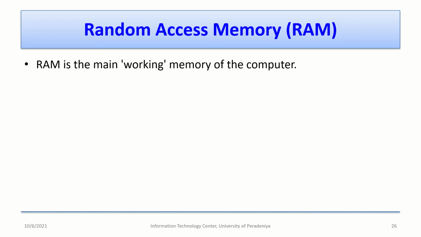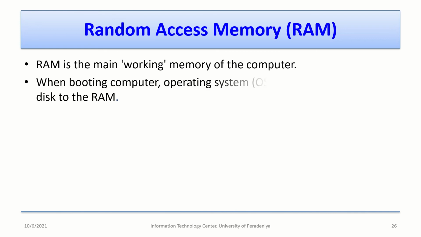Actually, RAM is the working memory of the computer, right? RAM is the main working memory of the computer. When booting the computer, the operating system is loaded to the main memory, or the RAM, from the hard disk. So when you switch on the computer, the operating system is loaded to the RAM from the hard disk, all right?